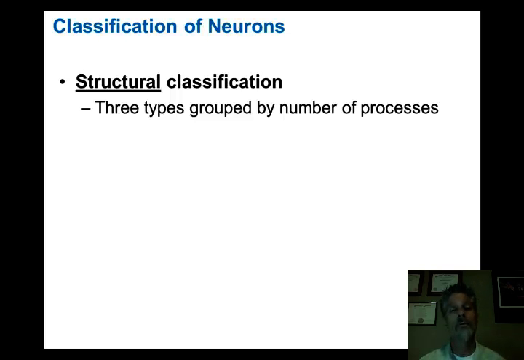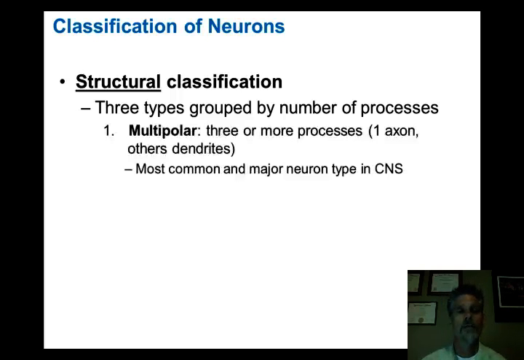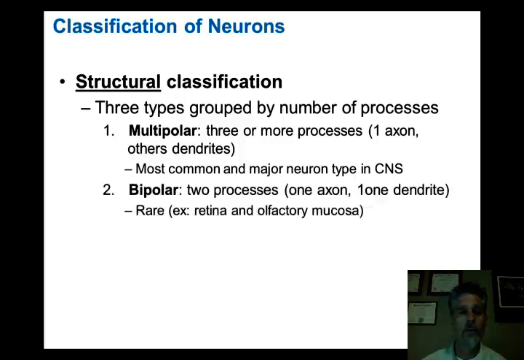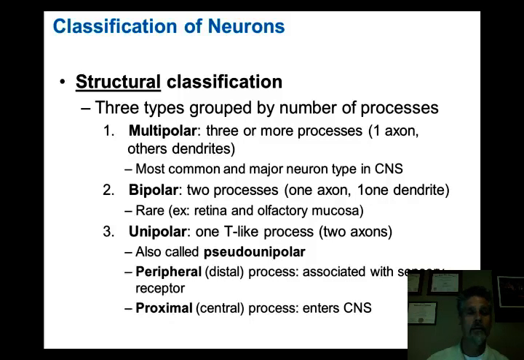But they're grouped in two different ways, structurally or functionally. You definitely need to know the three different structural groups and the three different functional groups. Important. Okay, so structural, based on their anatomy, right? So they're multipolar, bipolar, and unipolar. So multipolar are like the ones that we've been looking at already as our example, one axon and then many other dendrites. So this is the most common one.